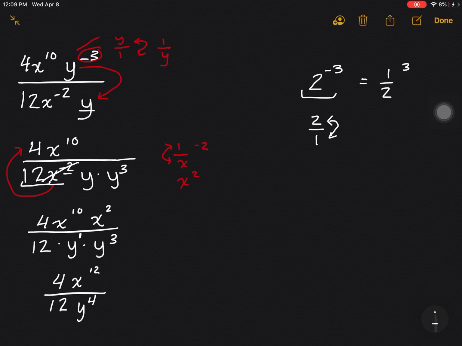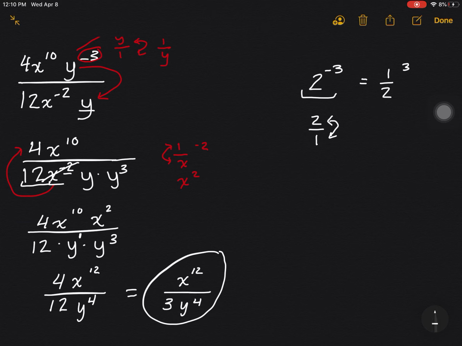Now, we can't do anything with this x and y in the numerator and denominator because they're different variables, but we can reduce this 4 and this 12. Just like we would if we had just 4 over 12, we can reduce that to 1 over 3. So we're left with x to the 12th over 3y to the 4th. And that'll be our correct answer.